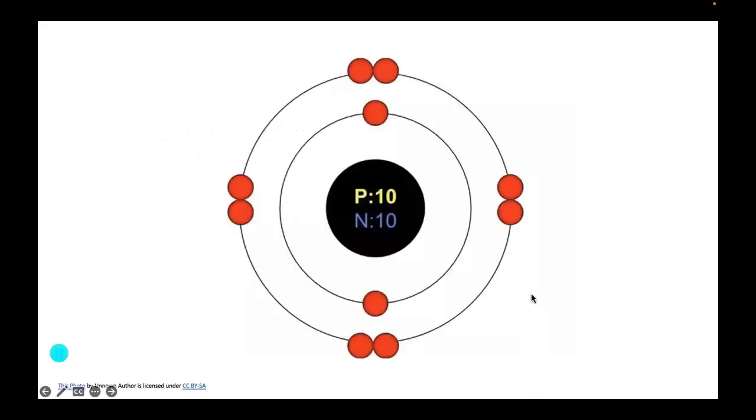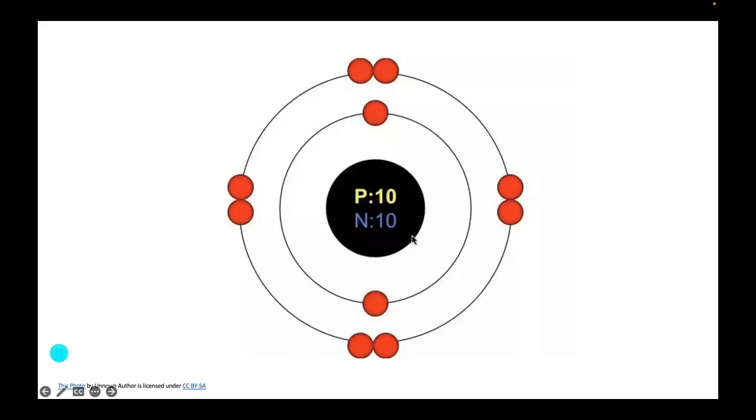Okay, so what does this look like? This is what it looks like. In the middle, we have a nucleus. It's usually done as a circle, and we have P for protons and N for neutrons. In this model, we have 10 protons and 10 neutrons. Then we do the electrons. We know that in a Bohr model, we're looking at elements from the periodic table that are neutral. So if we have 10 protons, that means we're going to have 10 electrons.